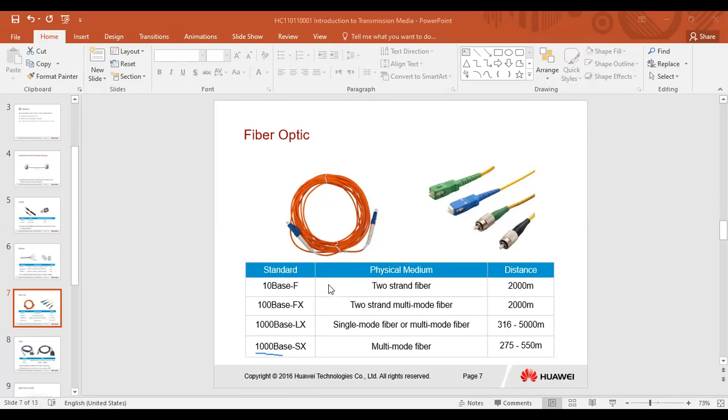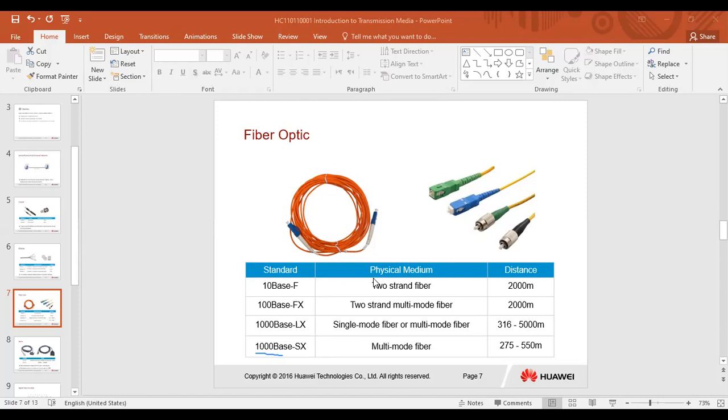One more thing you should keep in mind is that if you use single mode, the data can travel a long distance. If you use multi mode, then the data cannot be transmitted over a long distance. Okay, this is the main difference between the fibers. There are various connectors used for optical fiber.